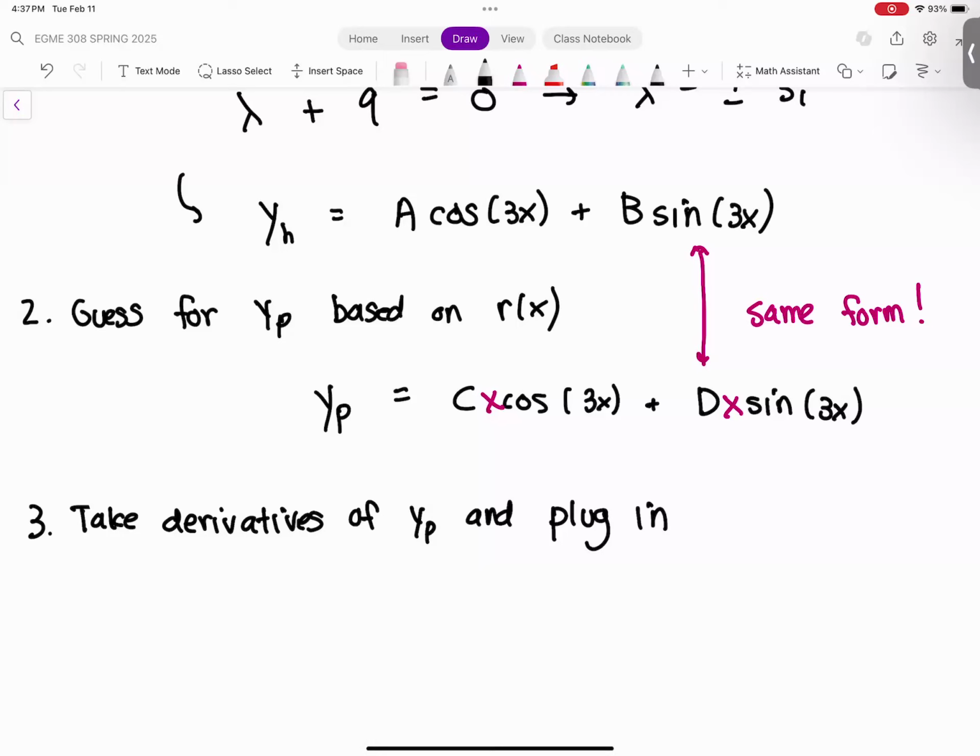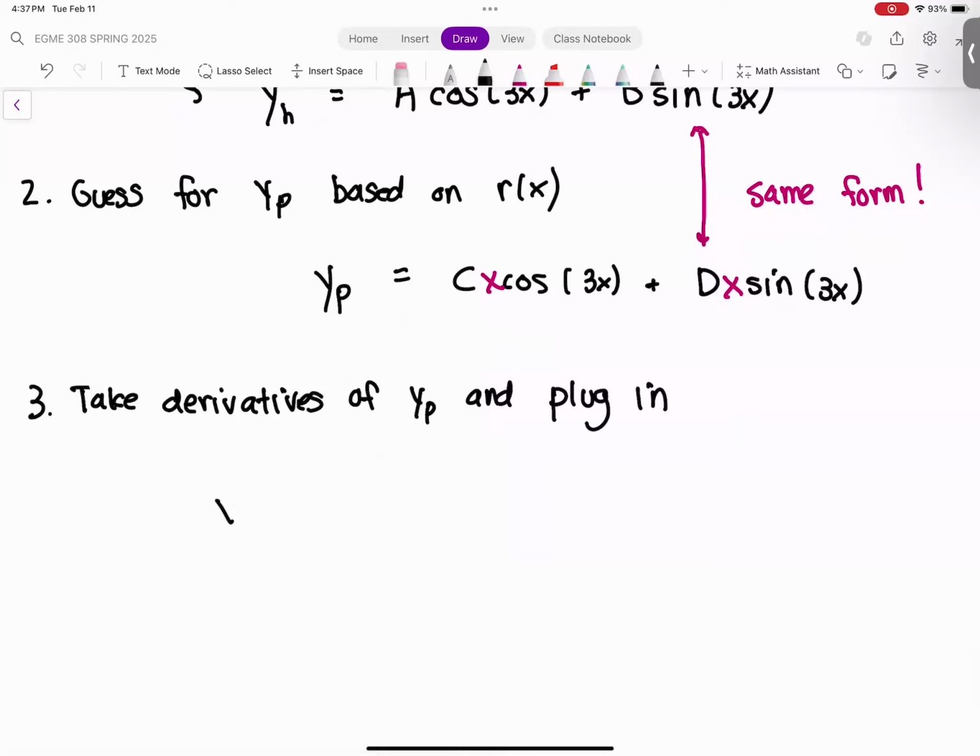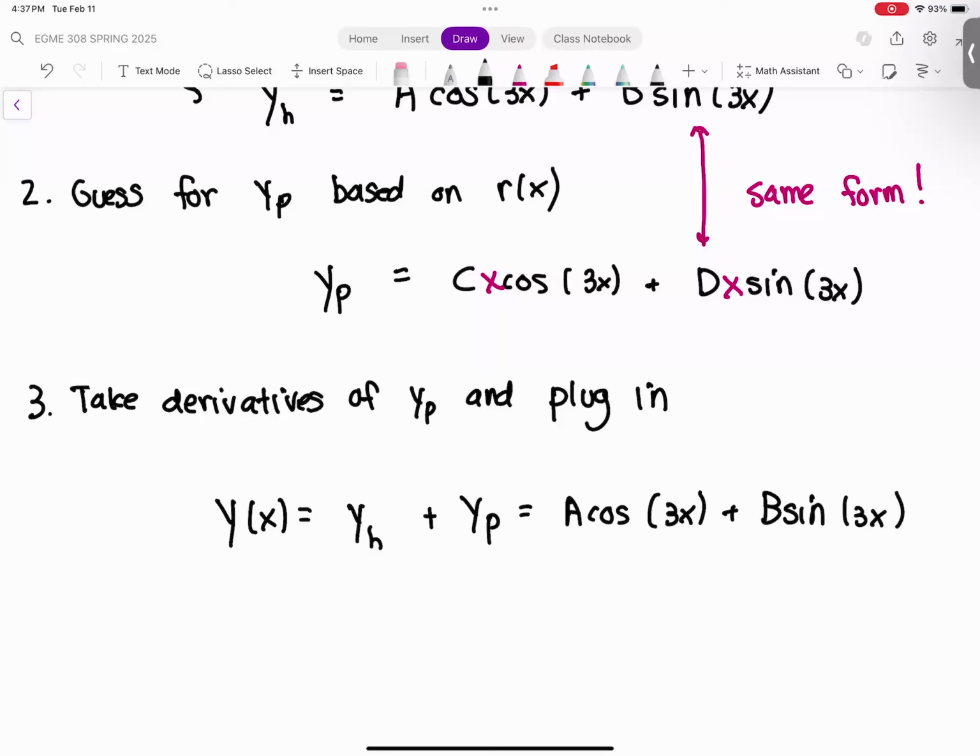But just in the interest of time, I'm not going to do that. But I am going to highlight this y_p. Eventually, our y of x, or our full solution, is going to be y_h plus y_p. So that's a cosine of 3x plus b sine of 3x plus cx cosine of 3x plus dx sine of 3x.